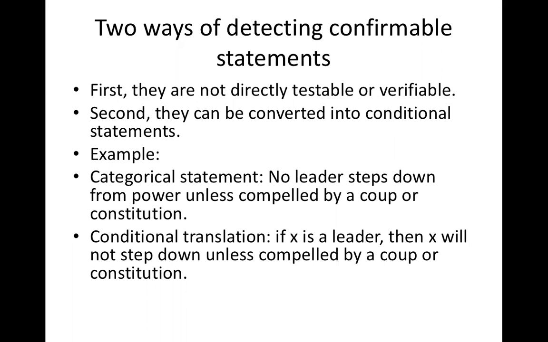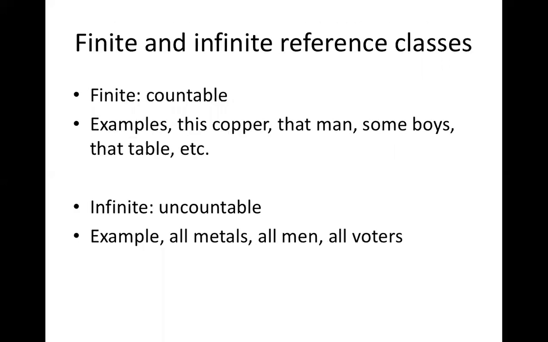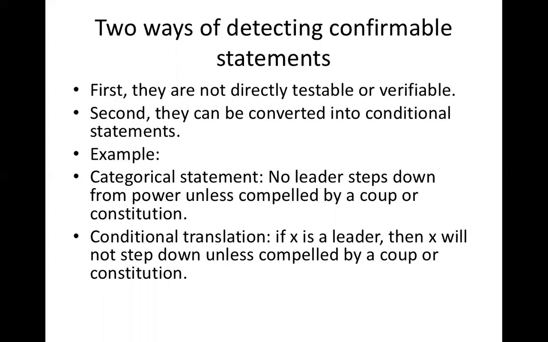That's a categorical statement. Now convert it to a conditional translation: if X is a leader, then X will not step down unless compelled by a coup or constitution. So, because you can convert this statement to a conditional, it is a confirmable statement. So the two ways of detecting confirmable statements are, first, you cannot test them directly, they are not directly verifiable. And secondly, they can be converted into conditional statements.